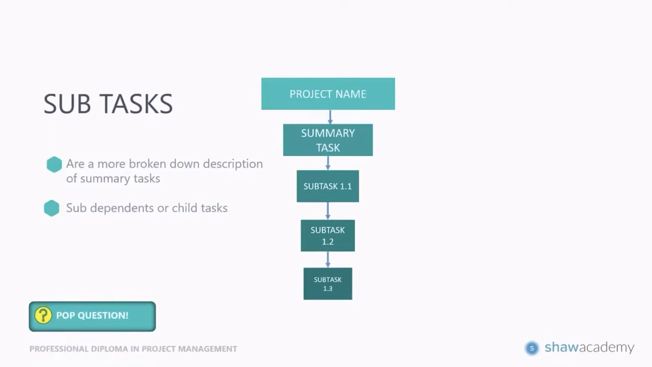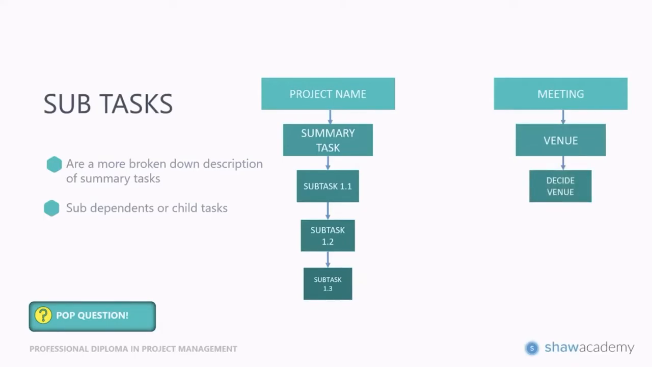Now I've got a pop question for all of you. What task do you think you need to accomplish in order to organize a meeting venue? So what steps do you think need to be done in order to book a venue for our meeting? So we'll start off with meeting. Then our summary task will be finding a venue. Underneath that we'll have firstly to decide on a venue. Our second subtask will be to book that venue. And our third subtask will be to prepare the venue.